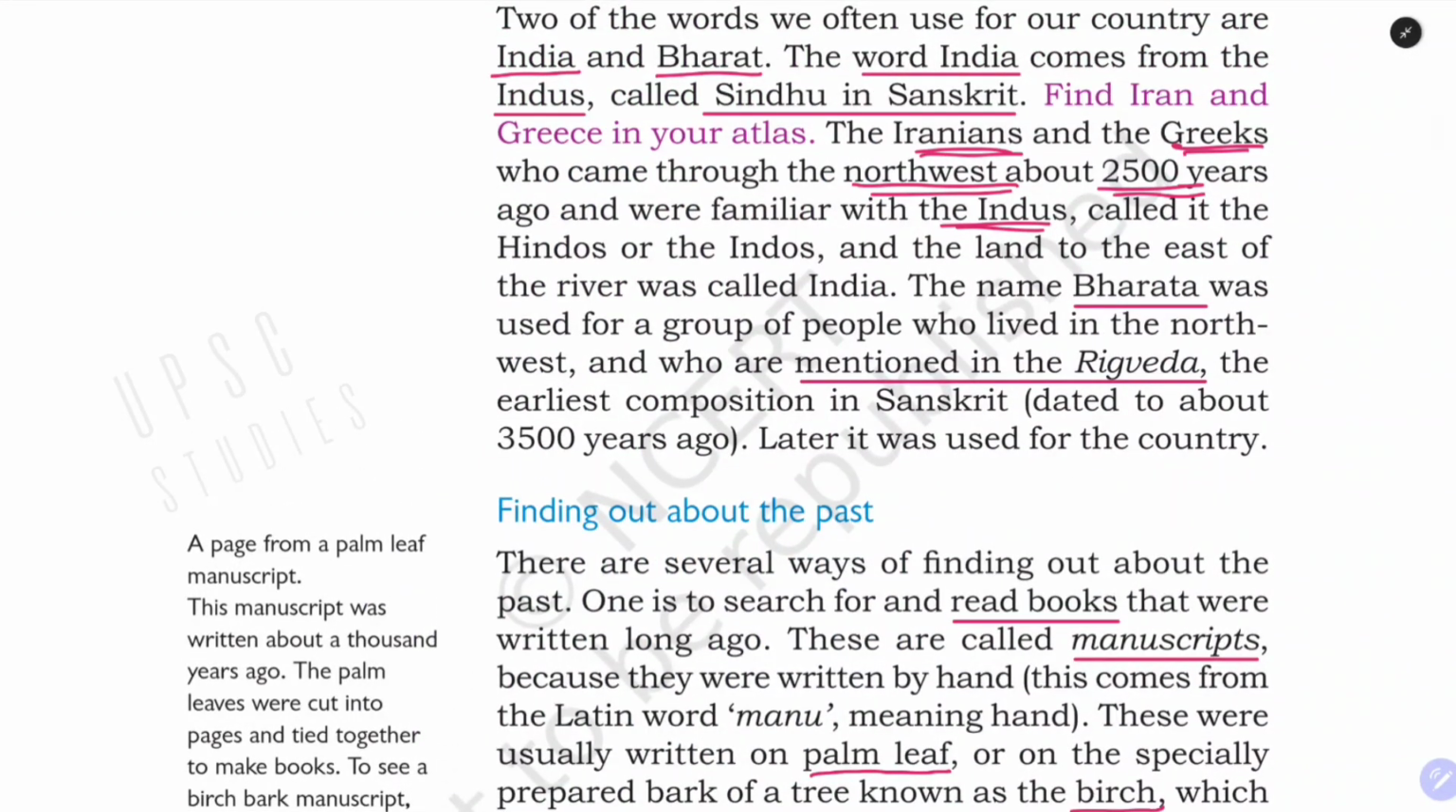Can you now guess from where this Bharat name came? The name Bharat was used for a group of people who lived in the northwest. They are mentioned in the Rig Veda.